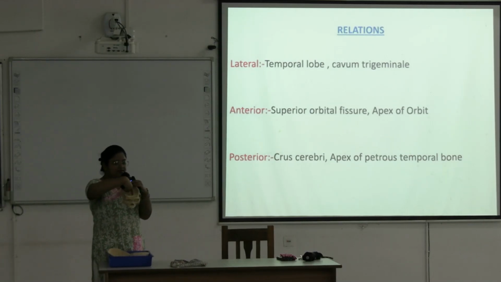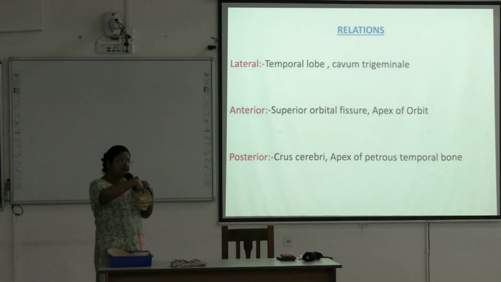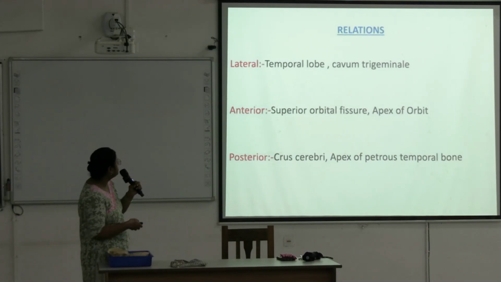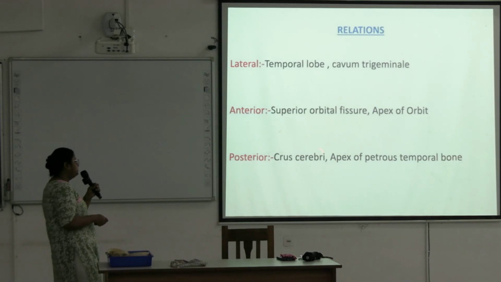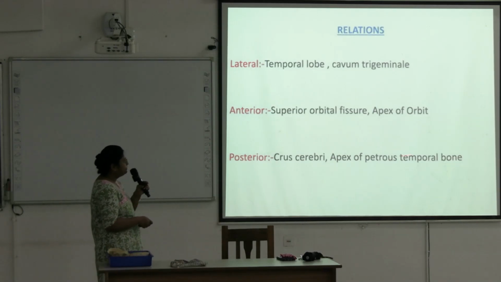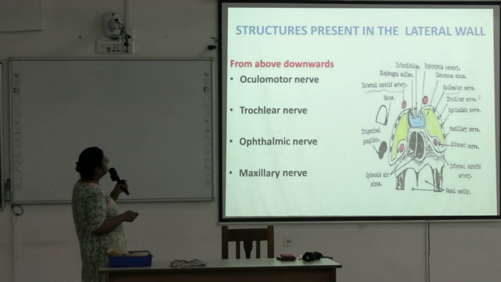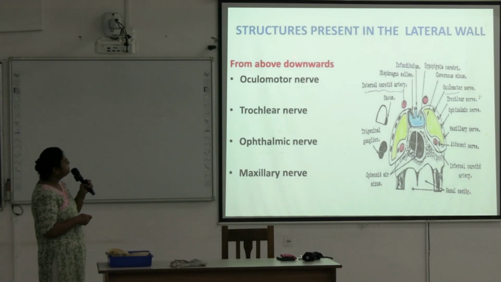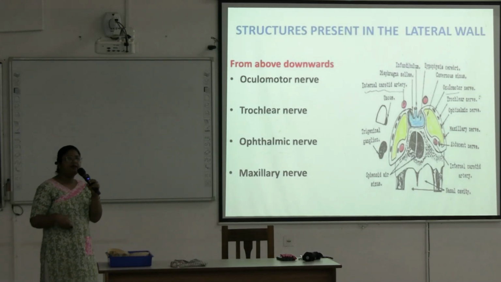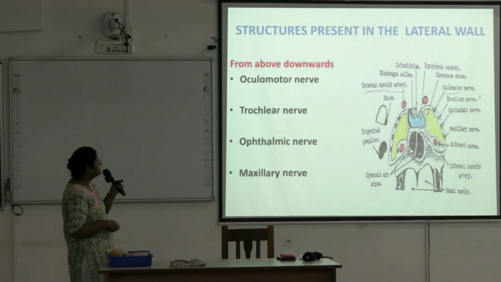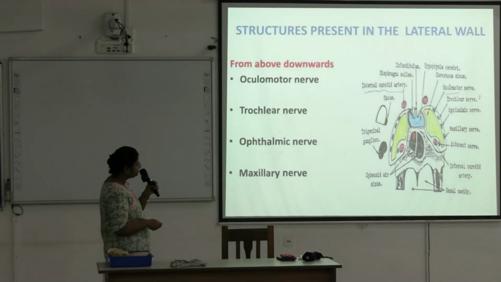Posteriorly, here will be the foramen lacerum near the apex of the petrous temporal. And posteriorly, here will be the crus cerebri, apex of the petrous temporal bone. Next. So, structures present in the lateral wall. This is very frequently asked in your viva. Okay, for the bone stable, the cavernous sinus is also important.